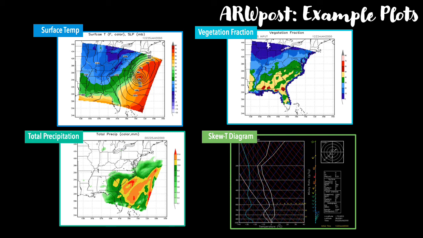One of the cool things about the ARW Post skew Ts is that there is a built-in overlay option where you can plot two different skew T results on top of each other for comparison. If you're wondering why the plots all have this weird, what I call windshield wiper look to them, it's because it plots on map projections instead of an XY grid.